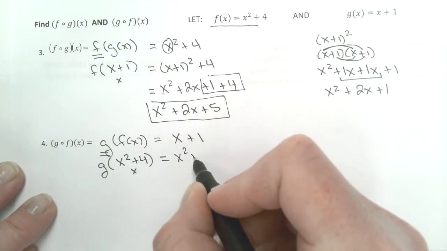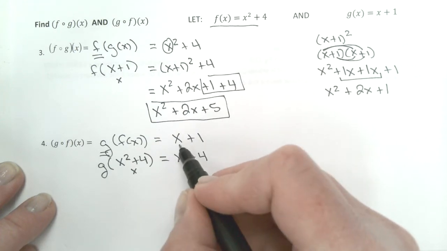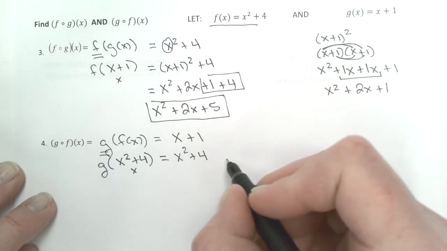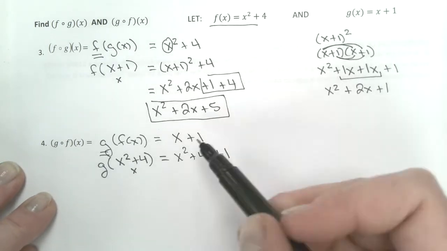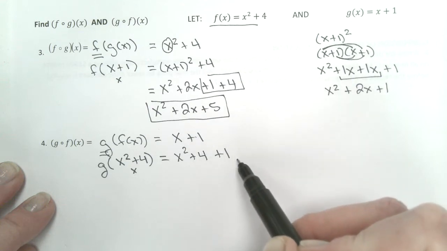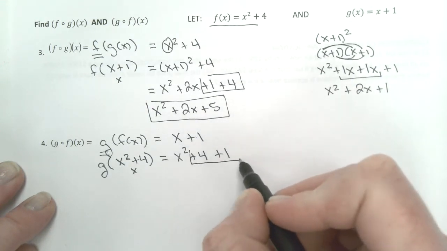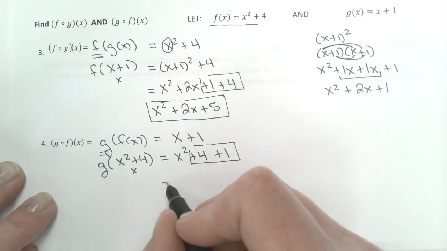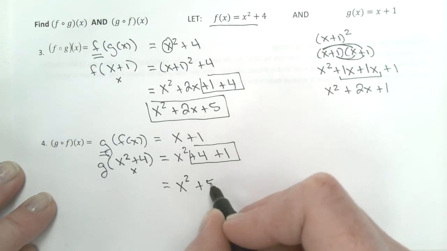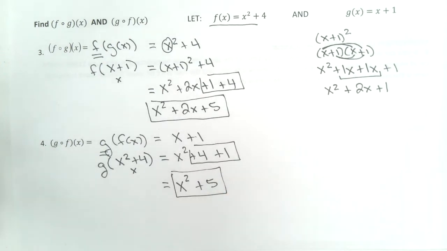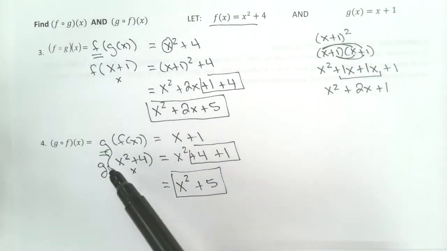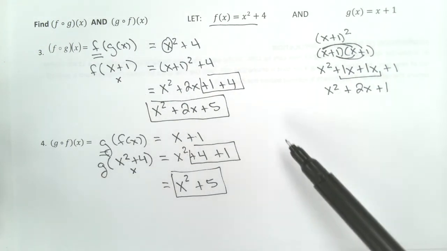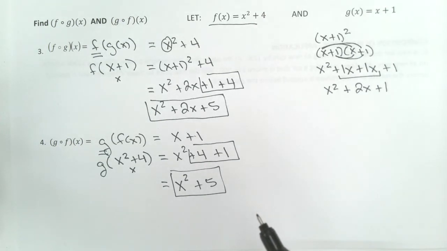This one, it turns out, is much easier because that's just a plain old x. I don't have to square it. I don't have to distribute. I don't have to do anything. You do always have to remember to bring down that 1. I'm going to combine like terms, and I get x squared plus 5. So when you're using functions and you change which letter comes first, you should never get the same answer. If you're getting the same answer, that should probably be a red flag that something is a little bit off.